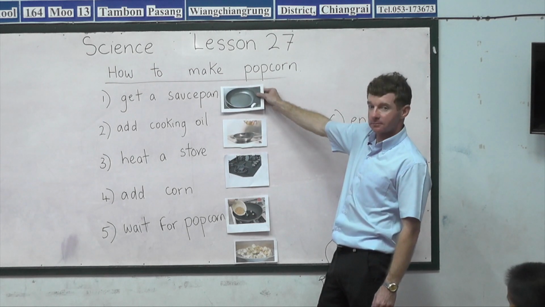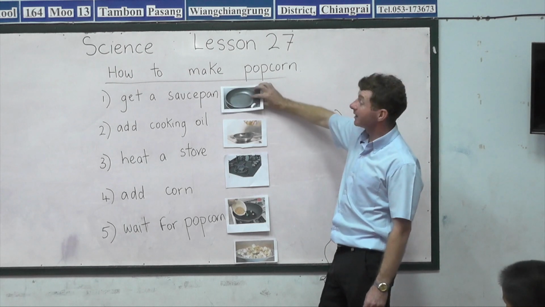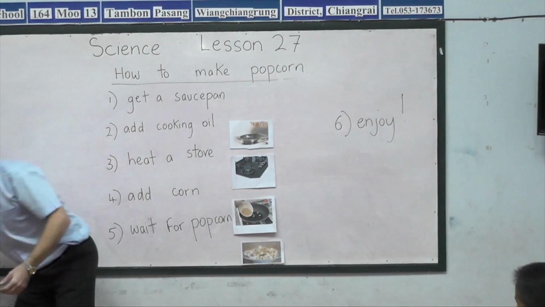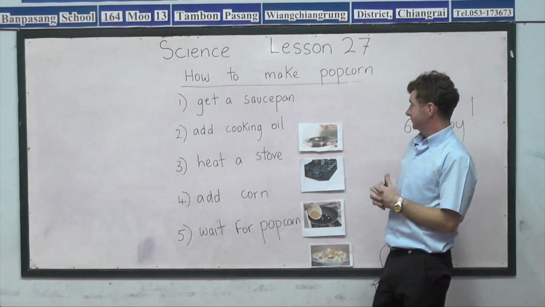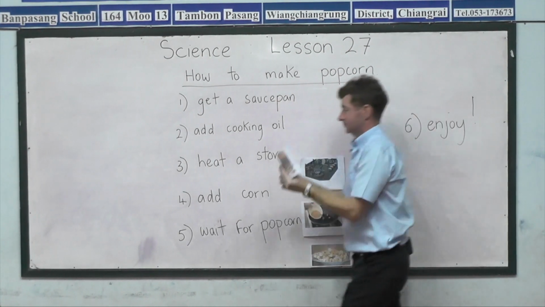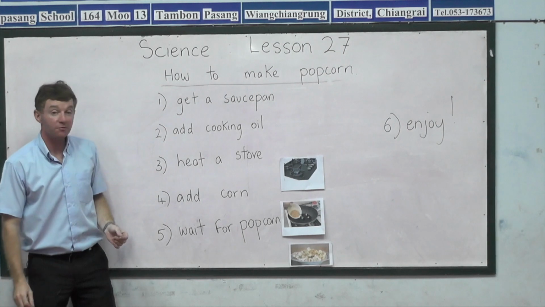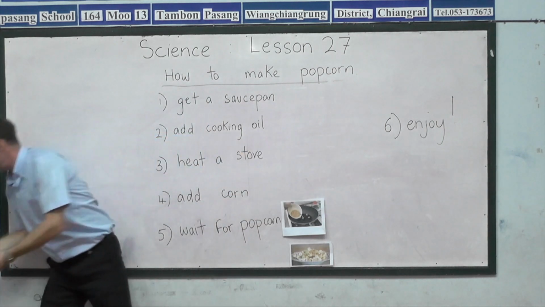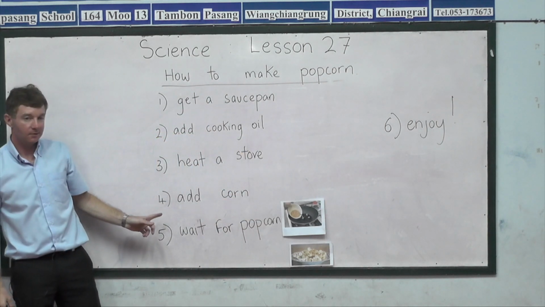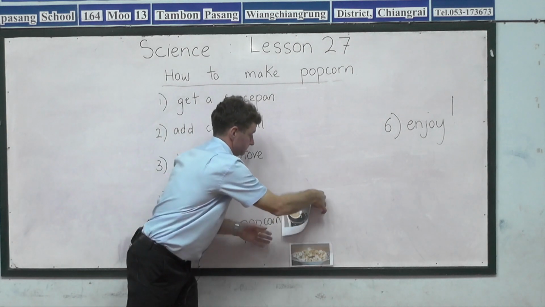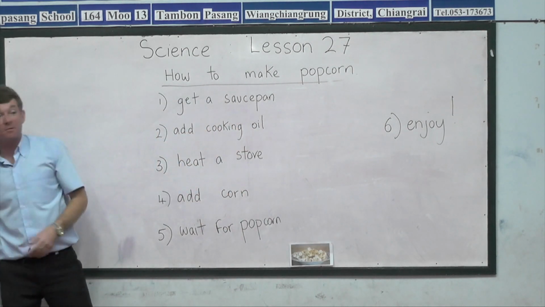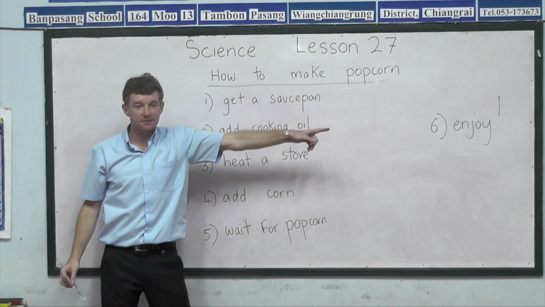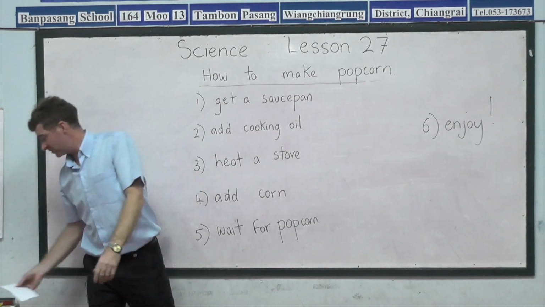So step number one, get a saucepan. Teacher will remove. Step number two, step number three, heat a stove. Step number four, add corn. Add corn. Step number five, and step number six, enjoy. Enjoy. Time to eat.